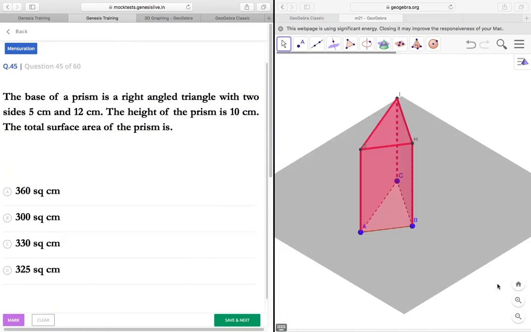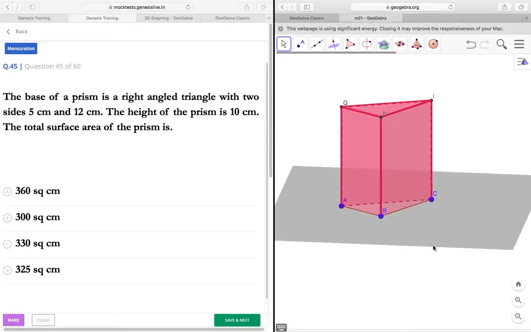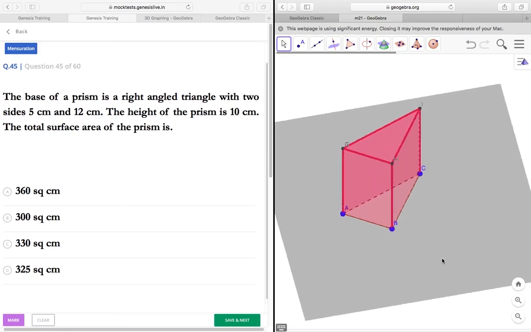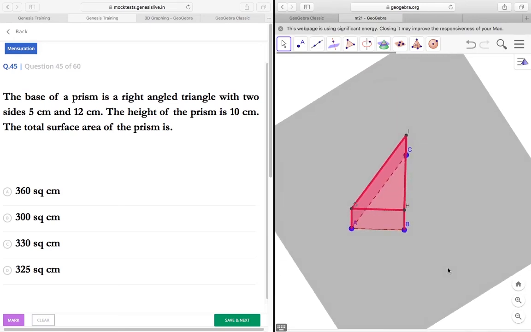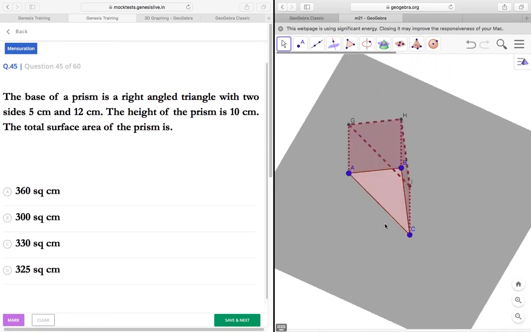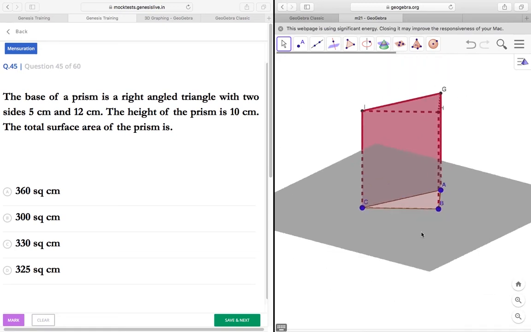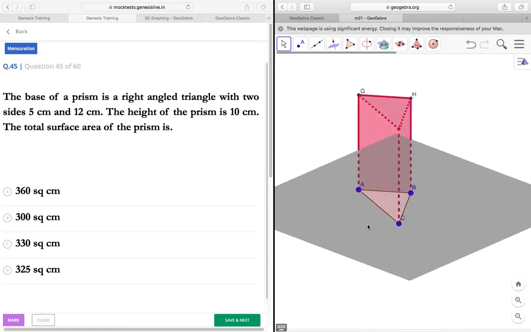Next one. All right, question number 45. This is about a prism. We can see the prism clearly. It's a right angle triangle prism. Fine. So H is right angle, 90 degree. So there are 2 bases and then there are overall 3 lateral surfaces. Great. They have mentioned the sides of the base as 5, 12, and there will be one more, that will be 13. The reason is it's a right angled triangle.